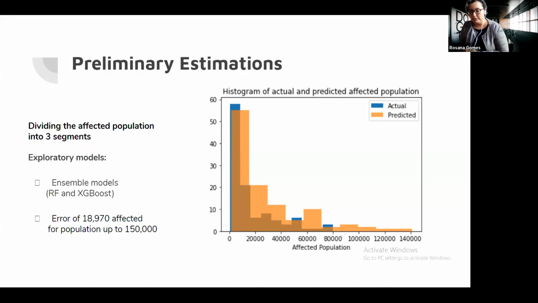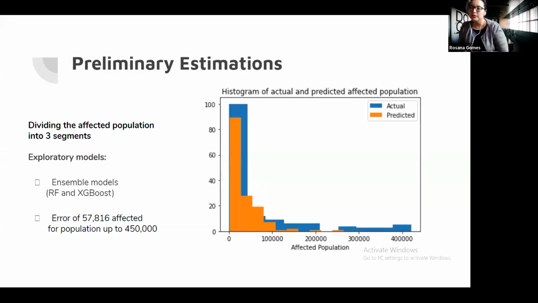So in this case, for up to 150,000 affected people, we have a confidence interval of about 19,000 affected population. Going to the next slide, we can see the same analysis now considering higher values for affected populations. It's the same data set and the same calculations and everything. We're just considering more affected population, up to 450,000 affected. Here we can see that the difference between the predicted and actual is already not as precise as before, and we already have a confidence interval of around 58,000.